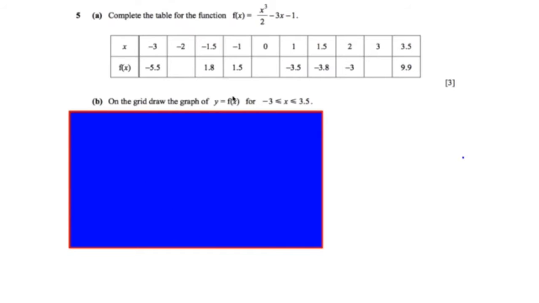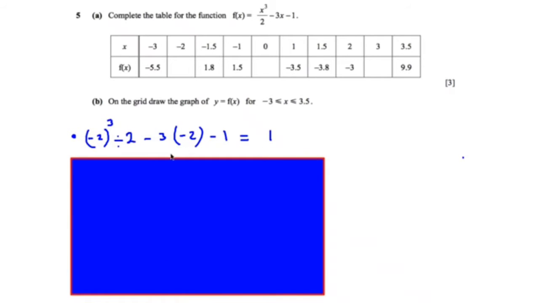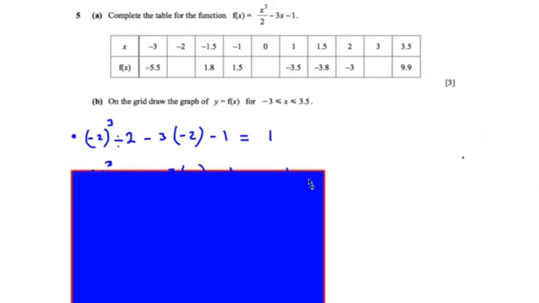So this should be pretty straightforward. All we really need to do is remember to use the brackets on the calculator. So this first one for minus 2, as long as we put the minus 2 in the brackets: minus 2 cubed divided by 2, take away 3, open brackets, minus 2, close brackets, take away 1. The calculator works out the answer as 1 for us. That's pretty much the only mistake we can make on this first part of the question.